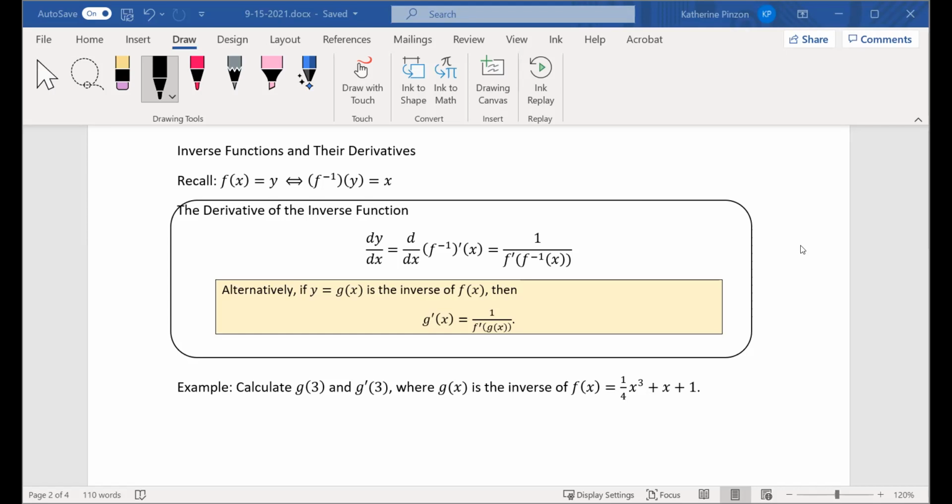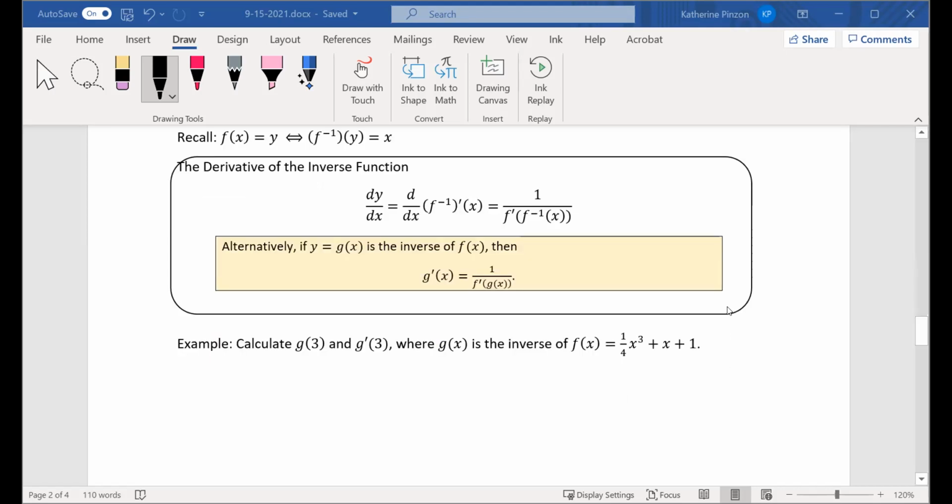So this says calculate g of 3 and g prime of 3, where g of x is the inverse of this function here. It turns out I don't even need to know the inverse, right? To find g of 3, I just need to know what x spits out 3. And to find g prime of 3, I do 1 over f prime, the derivative of this guy, at g of 3, after I find that there, okay?